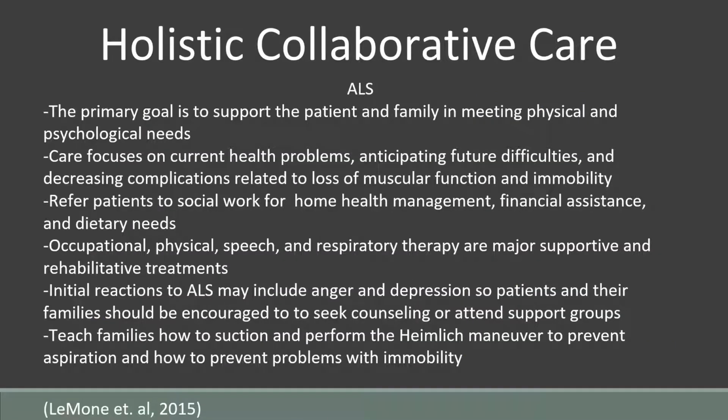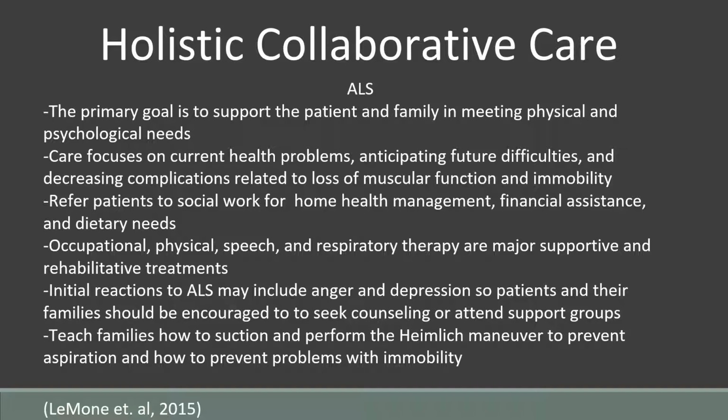Holistic and collaborative care for ALS. The primary goal here is to support the patient and family in meeting physical and psychological needs. Care should be focused on current health problems, anticipating future difficulties, and decreasing complications related to the loss of muscular function and immobility. You will want to refer patients to social work for home health management, financial assistance, and dietary needs. Additionally, the referral to occupational, physical, speech, and respiratory therapy are major supportive rehabilitative treatments.